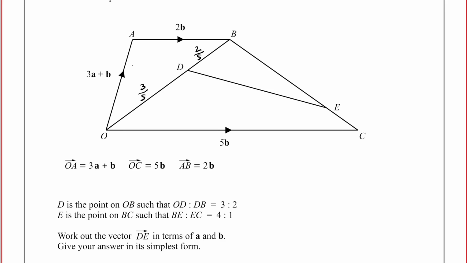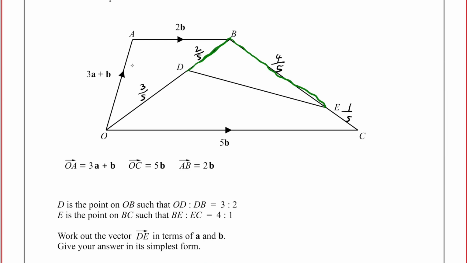E is the point on B to C. B to E is 4 parts. E to C is 1 part. So again, 5 parts for the whole journey, 4/5 and 1/5. We need to work out the vector D to E. So we need to get from D to E. So we're going to go part of the journey, O to B, and then part of the journey, B to C.